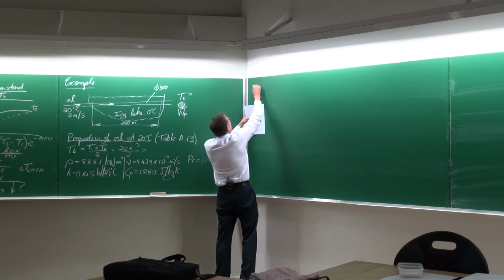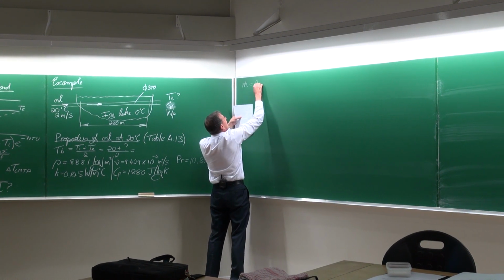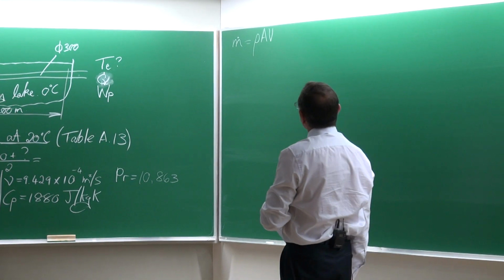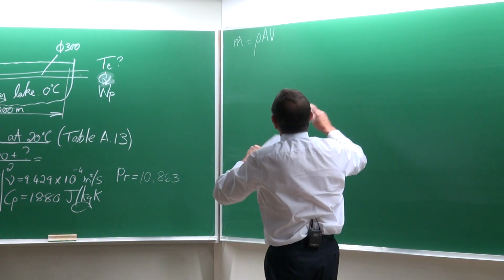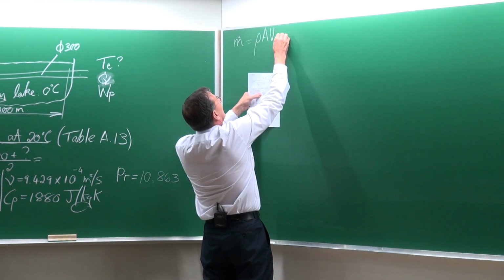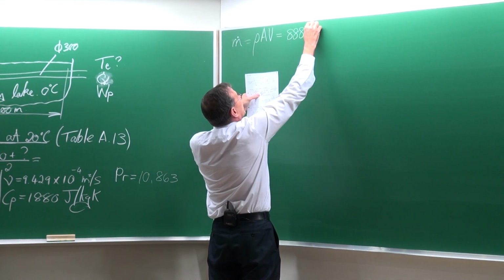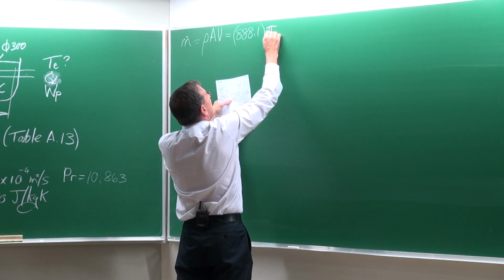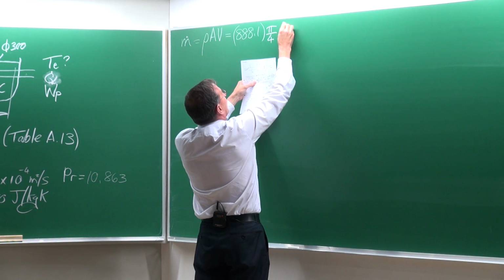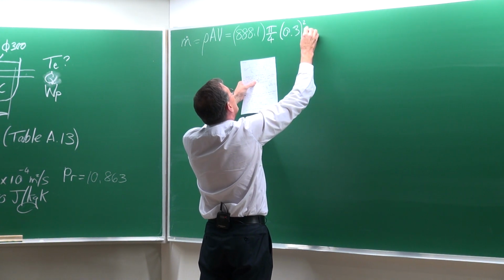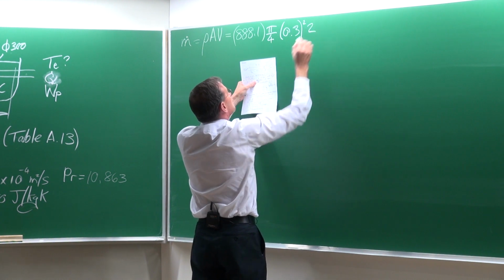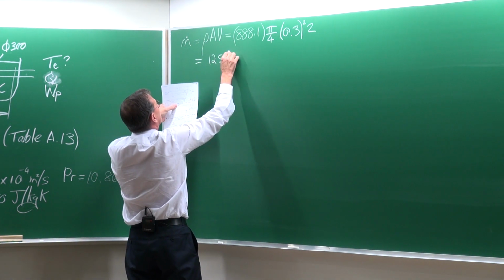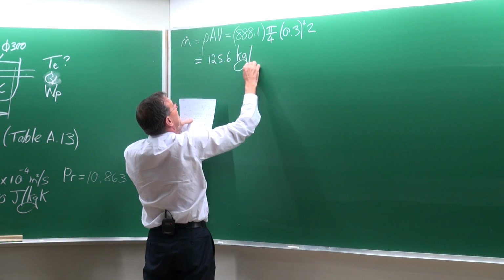Now, let's calculate the mass flow rate. Mass flow rate is equal to the density multiplied by the area through which it flows multiplied by the velocity. The density is equal to 888.1. The area through which it flows is pi divided by 4, 0.3 squared, multiplied by the velocity, which is 2 meters per second, and that is equal to 125.6 kilograms per second.